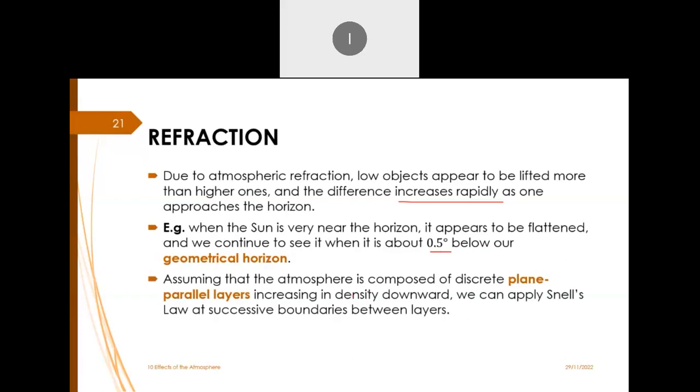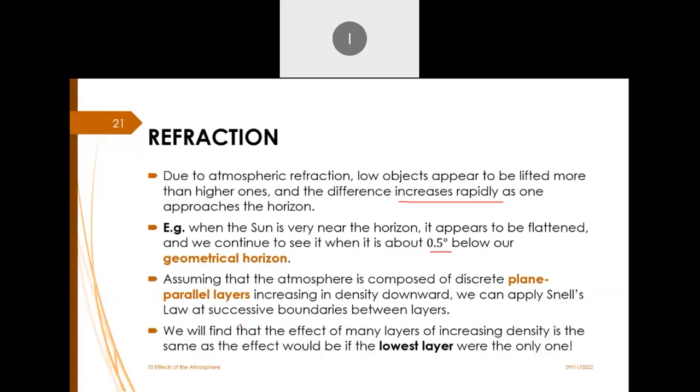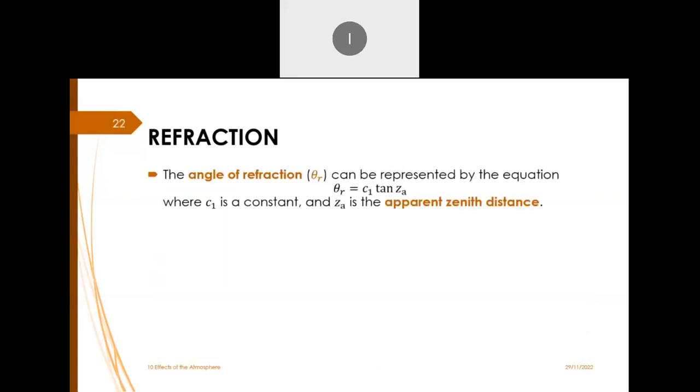Assuming that the atmosphere is composed of discrete plane parallel layers increasing in density downward, we can apply Snell's law at successive boundaries between layers. So this is the effect of many layers. If the lowest layer were the only one, we have the angle of refraction theta r equal to C1 tangent ZA, where C1 is a constant and ZA is the apparent zenith distance.